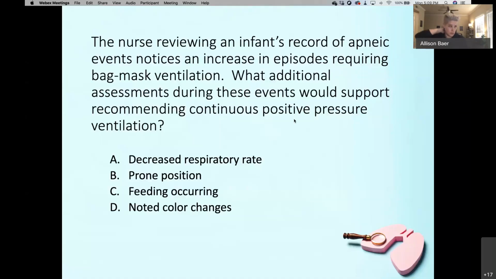I just thought this was written weird too. So she's going back and looking at the events after they've happened. And so what things happening during the events would mean they probably need continuous positive pressure.